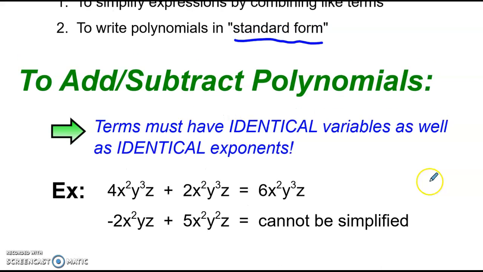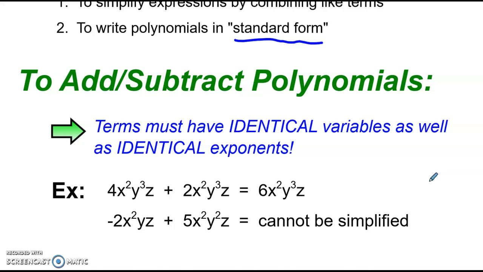This is really the most important rule, the only rule that you'll need to know when it comes to adding and subtracting polynomials: the terms that you're adding and subtracting, the terms that we're combining, must have identical variables as well as identical exponents.